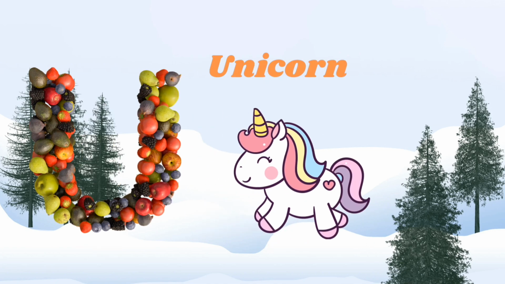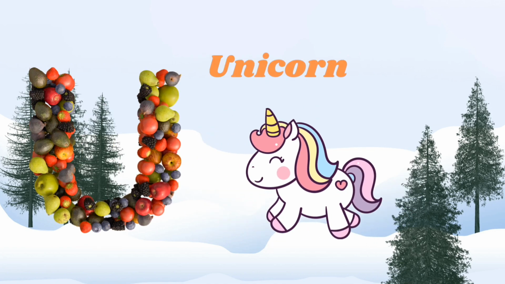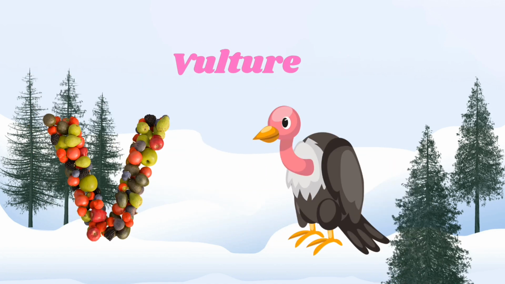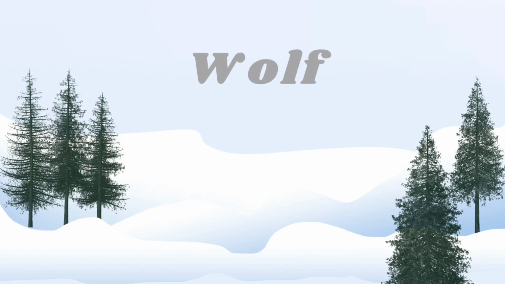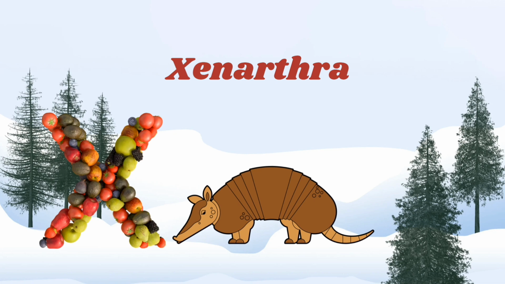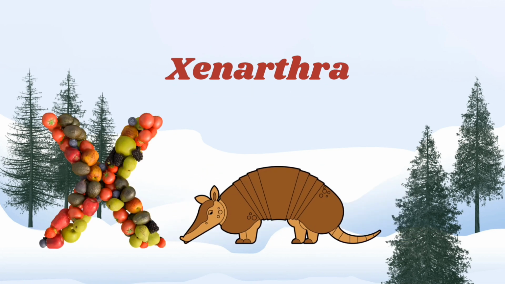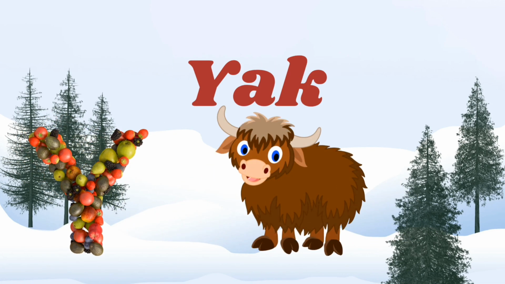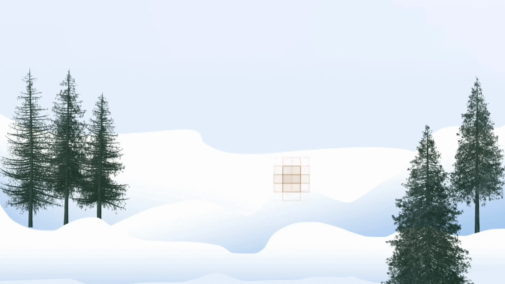U is for unicorn. U, unicorn. V is for vulture. V, vulture. W is for wolf. W, wolf. X is for xenopher. X, xenopher. Y is for yak.